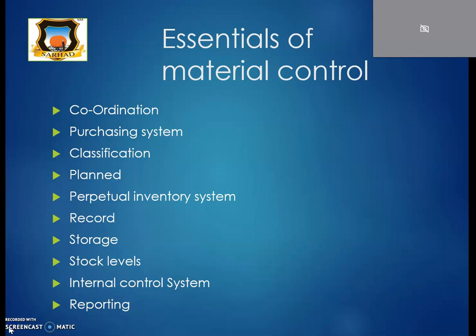So in this session we discussed what purchasing of material control is, the objective of material control, the need of material control, the advantages of material control as well as the essentials of material control. In the next points we will discuss the purchase procedure and the purchase documents related to the purchasing procedure.